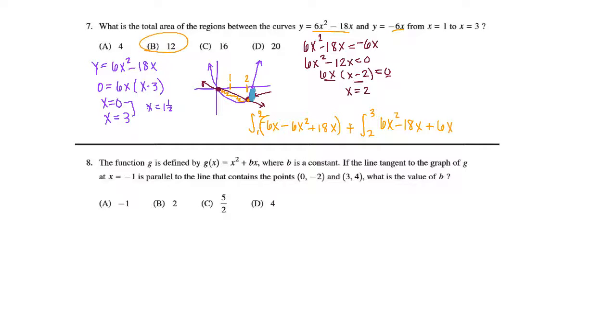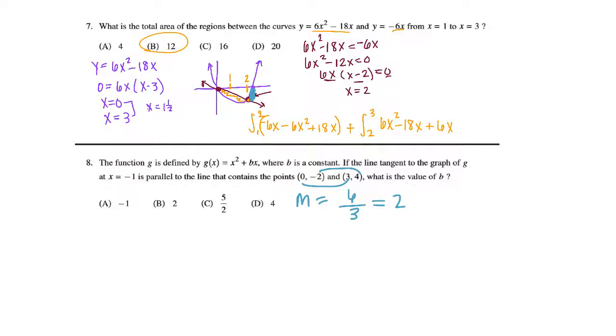All right, and if the line tangent to the graph of g at x equals 1 is parallel to the line that contains those points, well, what is the value of b? Well, the first thing we might need to do would be to find the slope of the line that is parallel here. So our m value, we're going to have 4 minus negative 2 over 3 minus 0. So that slope is 2.